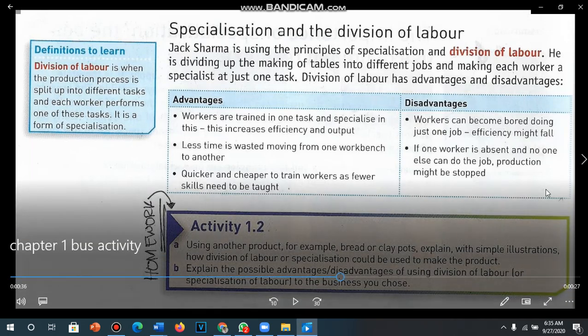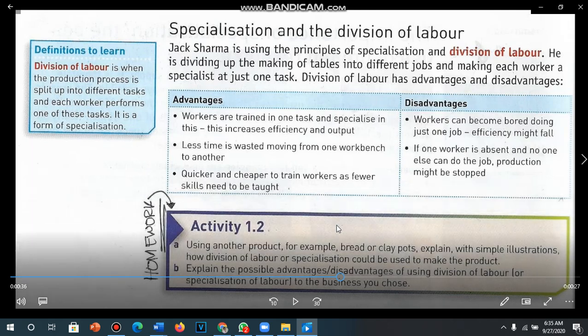For activity 1.2, we have this problem as a homework. Using another product, for example, bread or clay pots, explain with simple illustrations how division of labor or specialization could be used to make the product. And B, explain the possible advantages or disadvantages of using division of labor or specialization of labor to the business you chose. Okay, so this is self-explanatory and we shall be applying what we have learned.